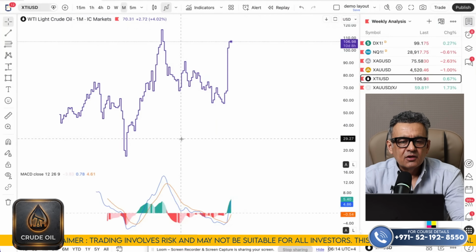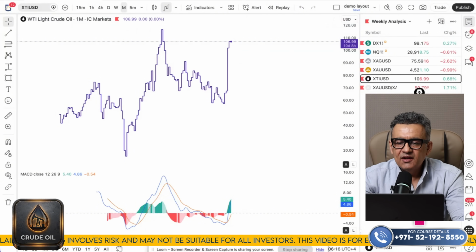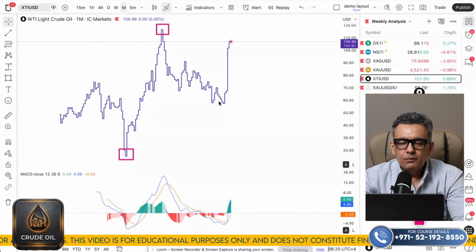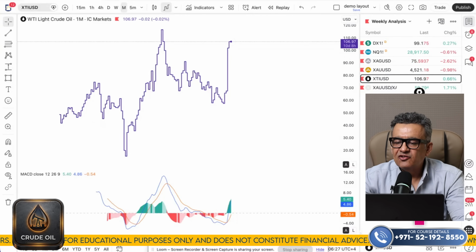And right now, I'm on the monthly frame. On the monthly frame, I'm going to mark the bullish extension on the bullish wave here. So I'm connecting the lowest, highest, and the pullback low here. So it will give us the extension level. So let's mark it.